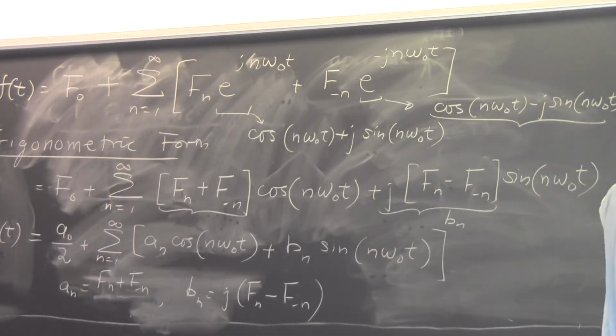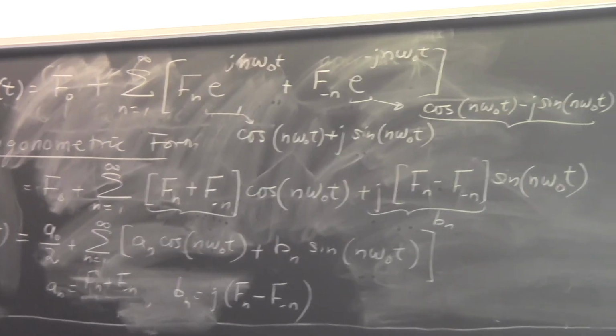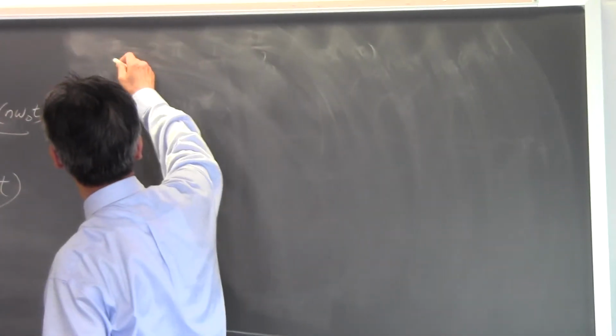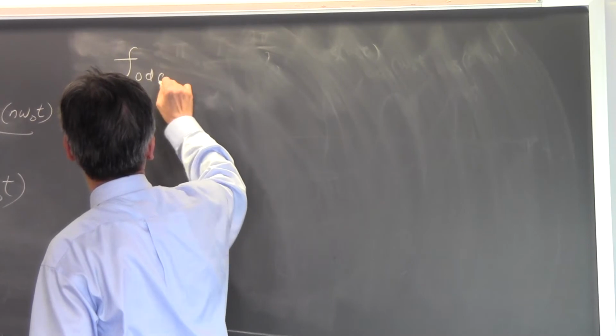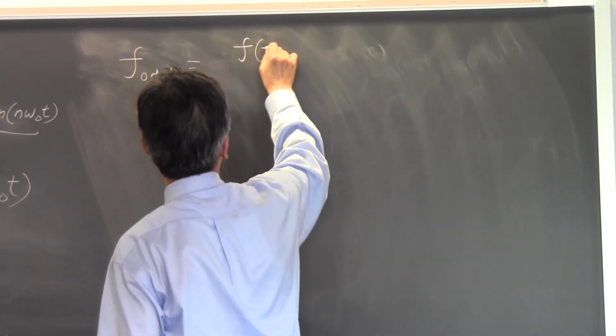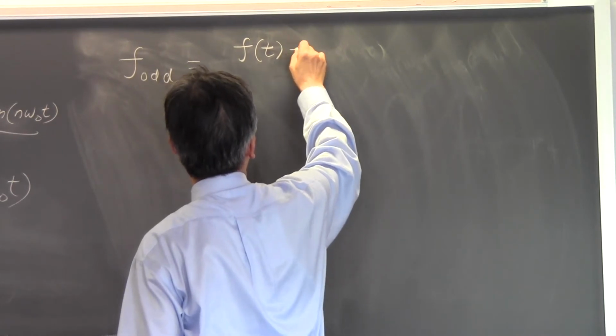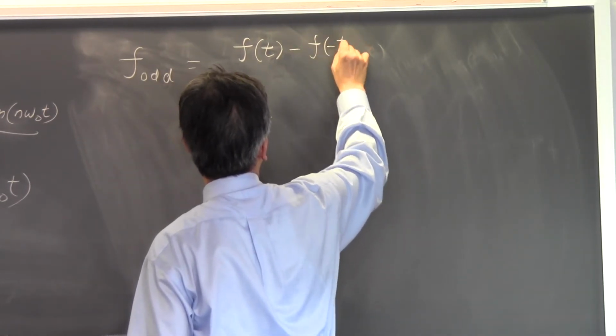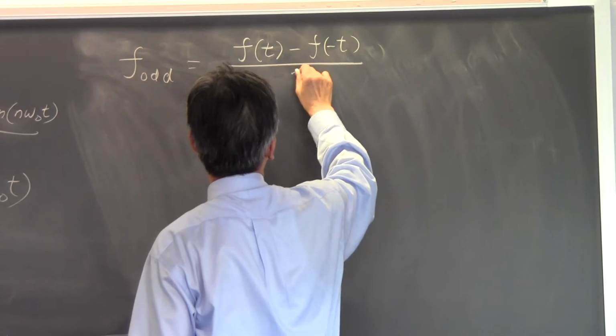Actually, there is a way to pick out the even part of a function and an odd part of a function very easily. The odd part of a function is equal to f of t minus f of minus t over 2.